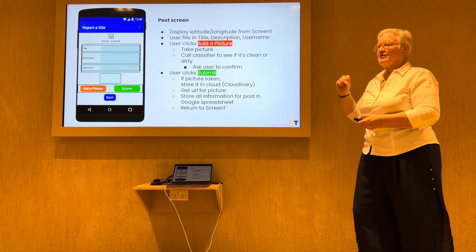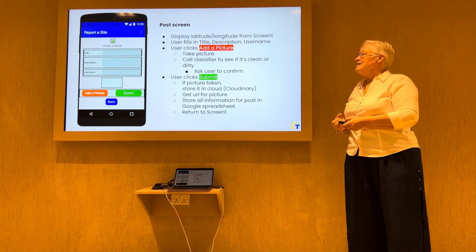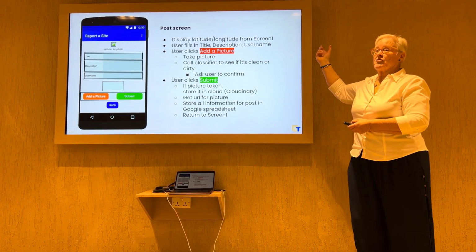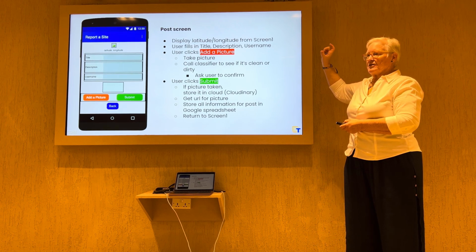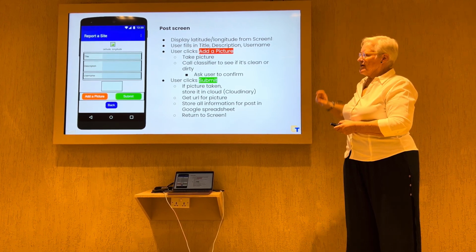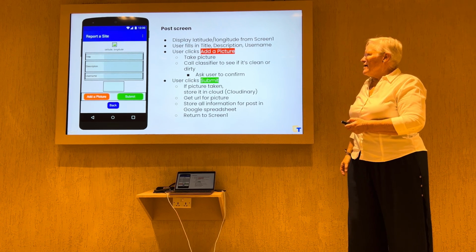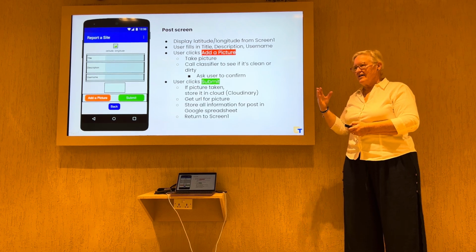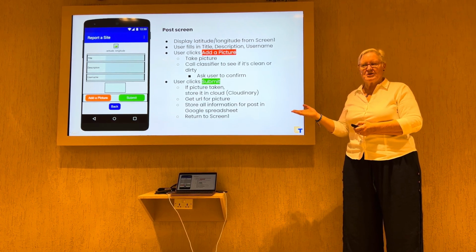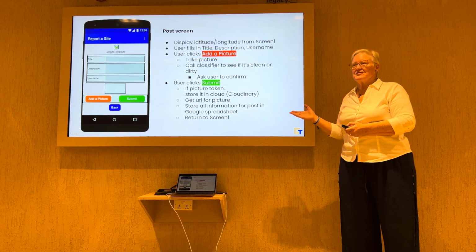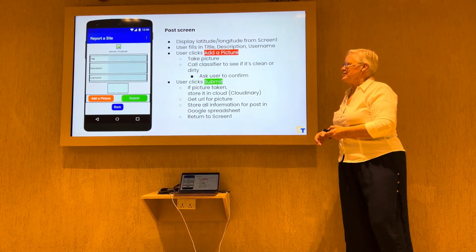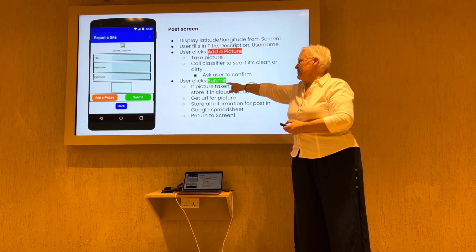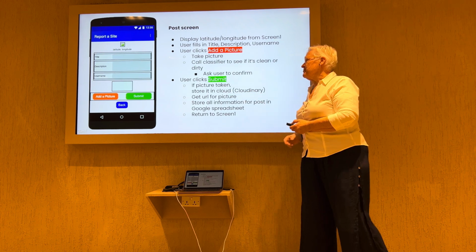So if they do, the app will go out, take the picture, save it, and then it's going to call the classifier that we trained using classifier.appinventor.mit.edu. And then it's going to ask the user to confirm, this looks like a clean place, or it looks like a dirty place. Confirm that that is true, because we don't want to be putting inaccurate information up there. And then once that happens, it will store that information, and then the user can say, okay, I'm ready, I want to submit it.